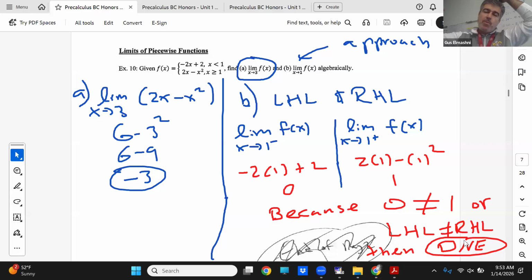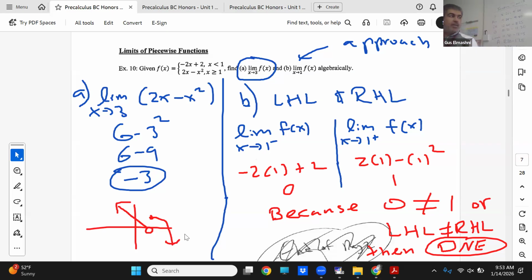In fact, we call it a jump discontinuity. If you look at what's happening graphically, hold on, it's going to be something kind of like this. Actually, it's a negative slope. Yeah, it's like this, and that's going down. That's what happens graphically. These don't link up. Hence, the limit would not exist.